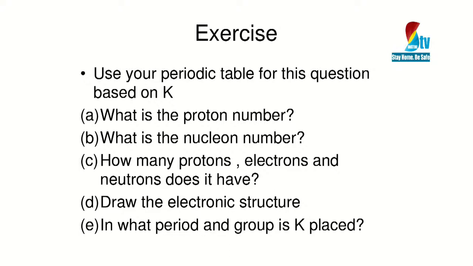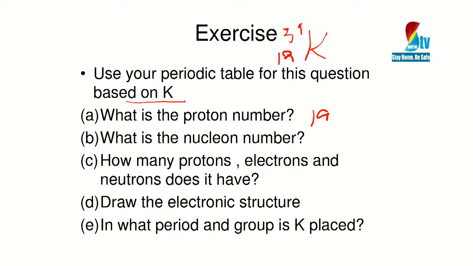Let's do this exercise. Please bring your periodic table closer to you. So this is based on K, which is potassium. And I hope you note that when you're looking through it, you will see that potassium has a 39 and a 19. Now the question says, what is the proton number? I hope you can note that we say the smaller value is the proton number. Hence, the answer is 19, dear learner.